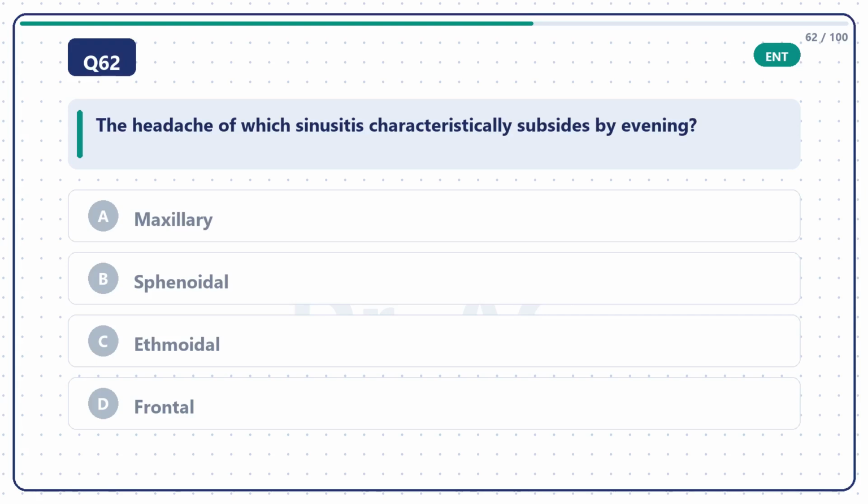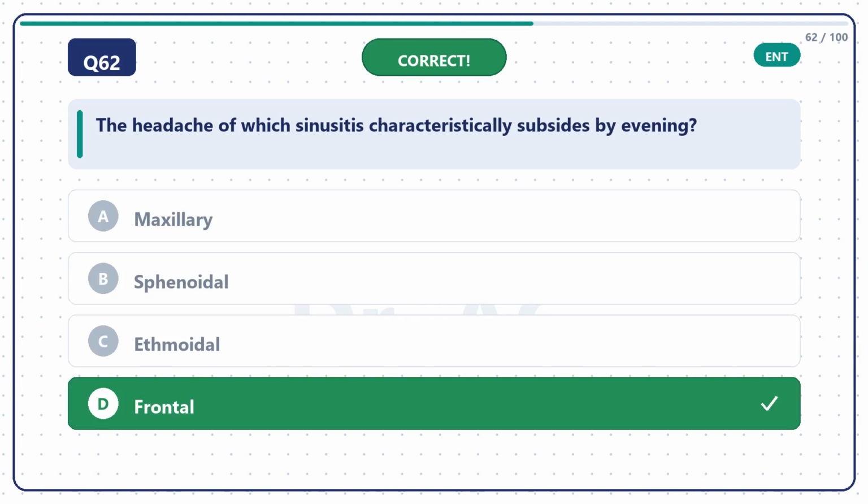Question 62. The headache of which sinusitis characteristically subsides by evening? Option A. Maxillary. Option B. Sphenoidal. Option C. Ethmoidal. Option D. Frontal. The correct answer is option D.